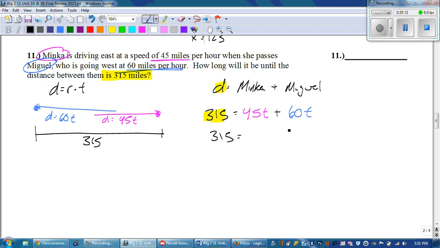All right, let's combine like terms. What's 45 plus 60? Did you get 105? And remember, that's 105t. Okay, we got to solve for t. And to solve for t, I'm going to divide both sides by 105, so they cancel, and 315 divided by 105 is 3. Okay, so how long will it take? Well, remember, they're talking about miles per hour. So the time would equal 3 hours.